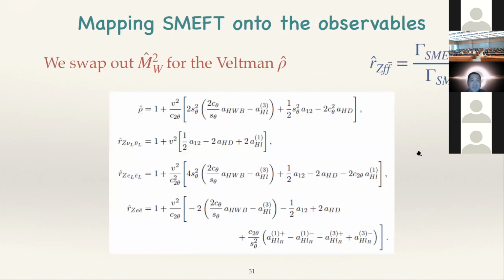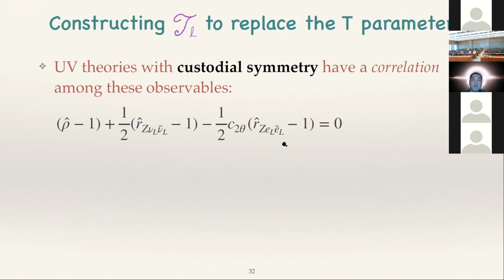And by the way, basically then we use Wertheimer rho instead of W squared and MW, and these are the expressions. These are the SMEFT corrections to these observables in our custodial basis. So then it's a simple observation, with simple algebraic operations.